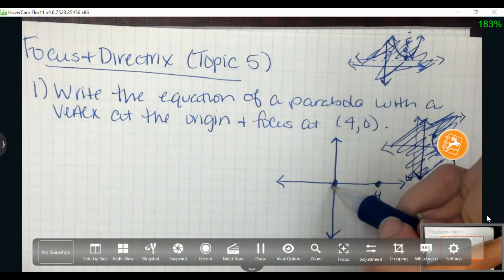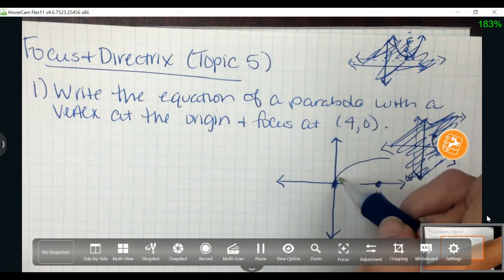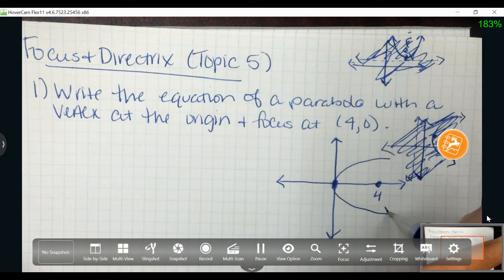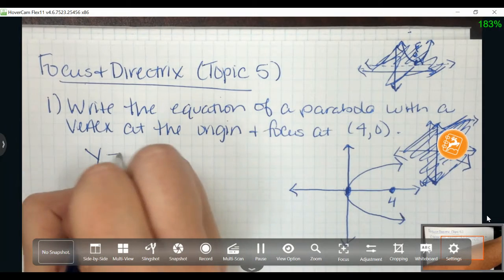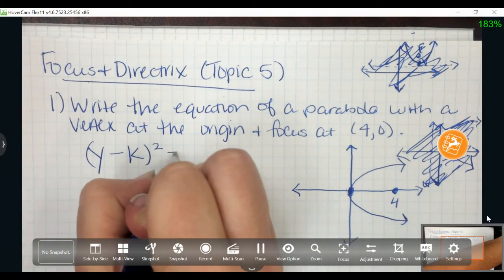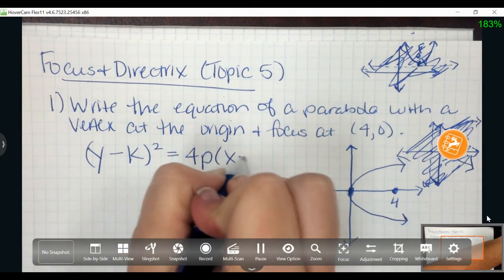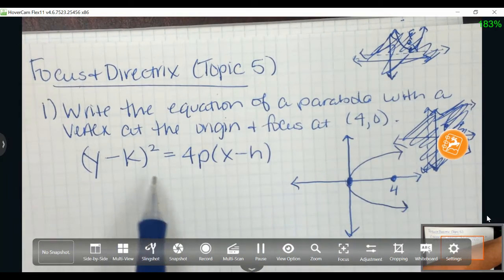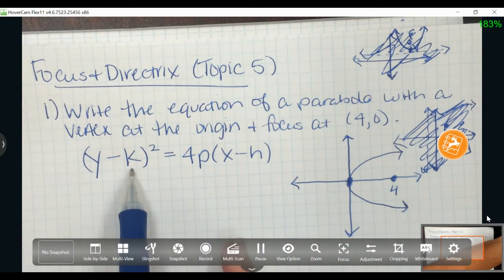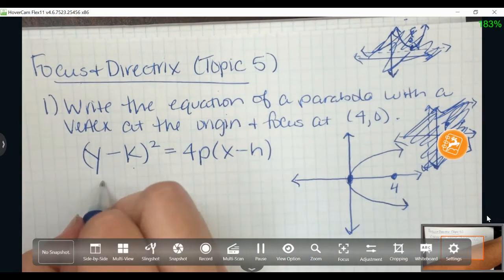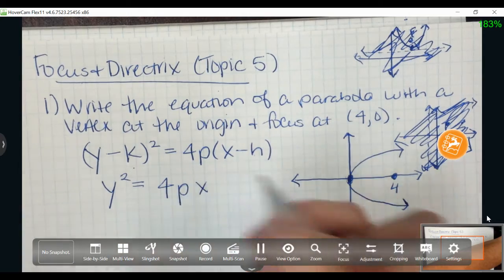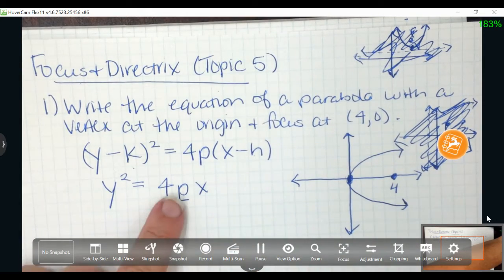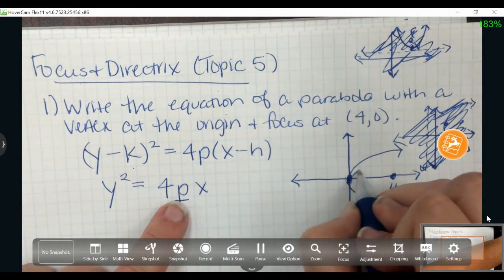So what that tells us immediately is that this parabola has to open to the right because the focus, it's kind of like Pac-Man, the focus has to be inside the parabola. If a parabola opens to the right, we're using the form (y − k)² = 4p(x − h). Now in this case, the h and the k are both 0. So we have y² = 4px. The p is the distance from the vertex to the focus, this part.